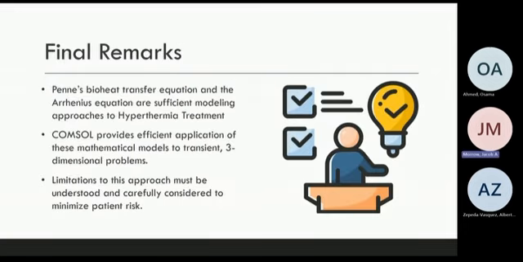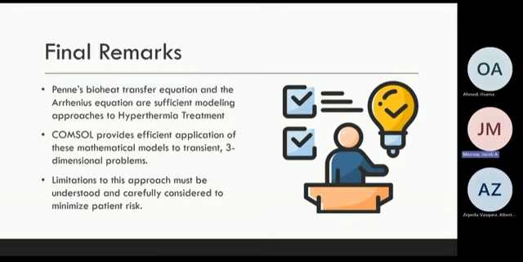And then finally, some final remarks on the whole study. Despite their limitations, Penne's Bioheat transfer equation and the Arrhenius equation for thermal damage can sufficiently model thermal distribution and damage in most applications of hyperthermia cancer treatment. COMSOL is a very capable tool for this task and enables efficient application of these mathematical models to transient three-dimensional problems as they're directly built in.